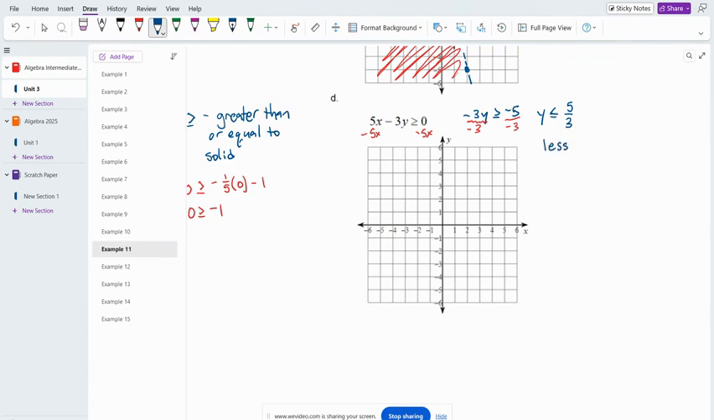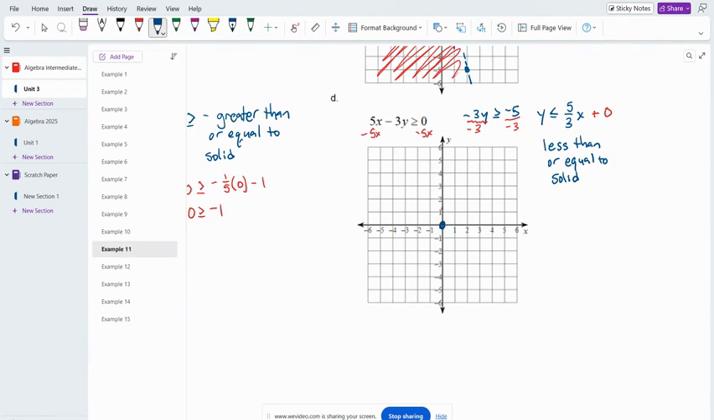5/3 x, less than or equal to. So this is going to be a solid line. Oh, don't forget about that x. I don't see any number past this 5/3 x. So I think about a 0. So that means our y-intercept is at 0.